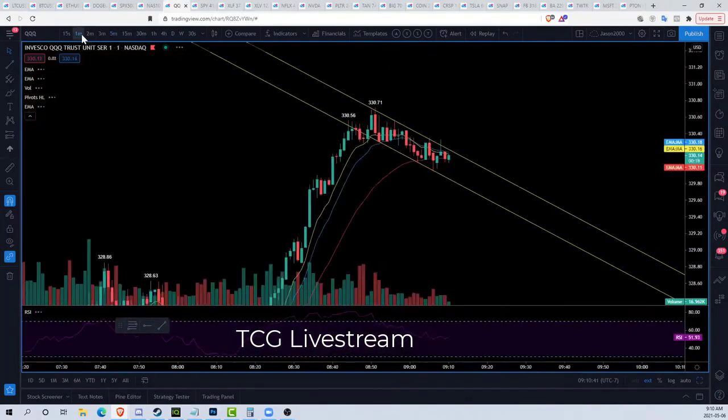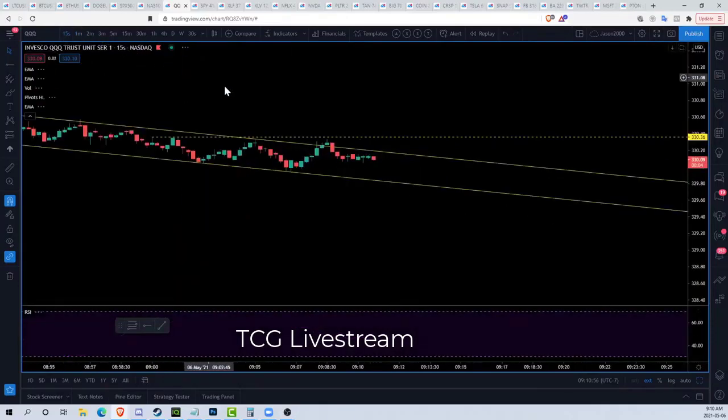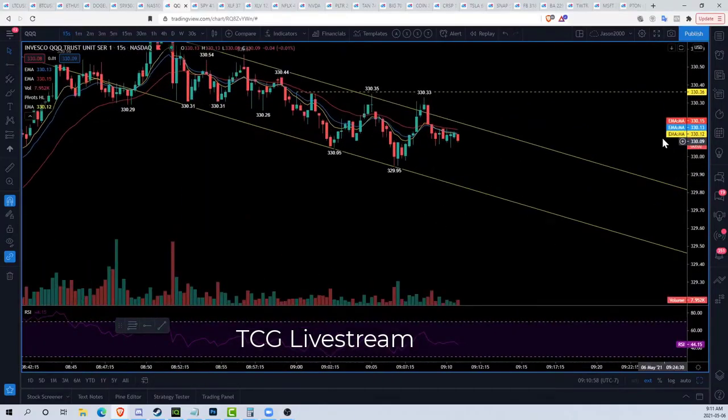What are we going to look for? Let's go back to our 1-minute time frame. What we're going to look for is a key break over top of this area of resistance, 330.36. Why? Because it was the high of this candlestick, very close to this one, and it represents a nice cloud of resistance here for us. So that is what the bulls want to do.